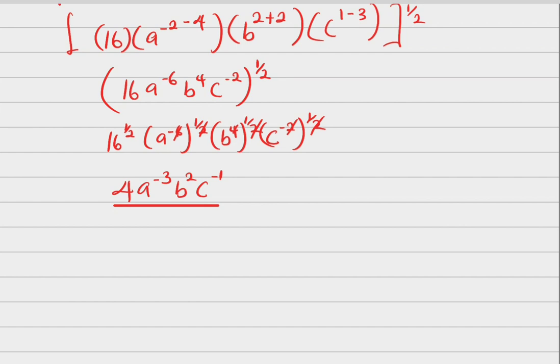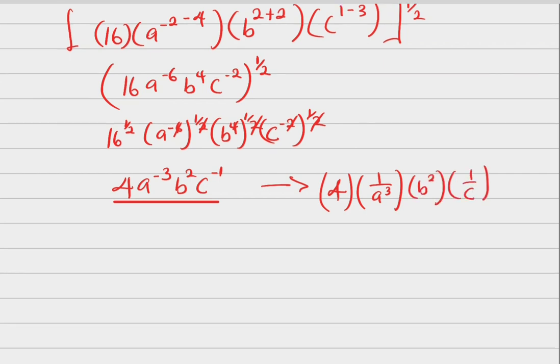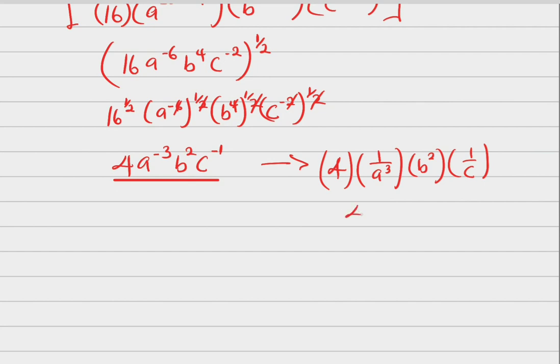Now some people can decide they don't want to leave it this way. Your answer can be in this form too. Remember that negative law? I'm going to make use of it now. This is going to be 1 over a raised to power 3, then b raised to power 2, then 1 over c. Keeping it together, it is going to be 4b squared all over a cubed c. You can actually have your answer in this form too.